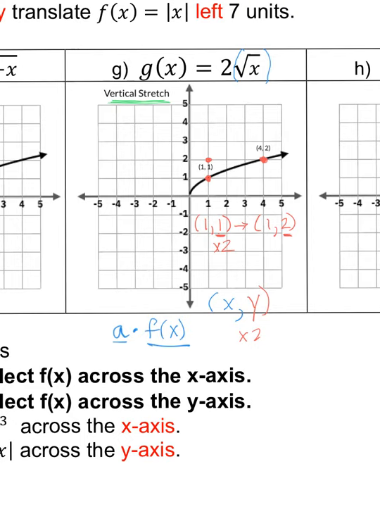The point 4, 2 is going to be transformed such that we multiply the y variable by 2. And so you end up with 4, 4. So I'm going to plot 4, 4 here. What you see is that we're stretching that square root function upward. You see the new transformed function in blue.